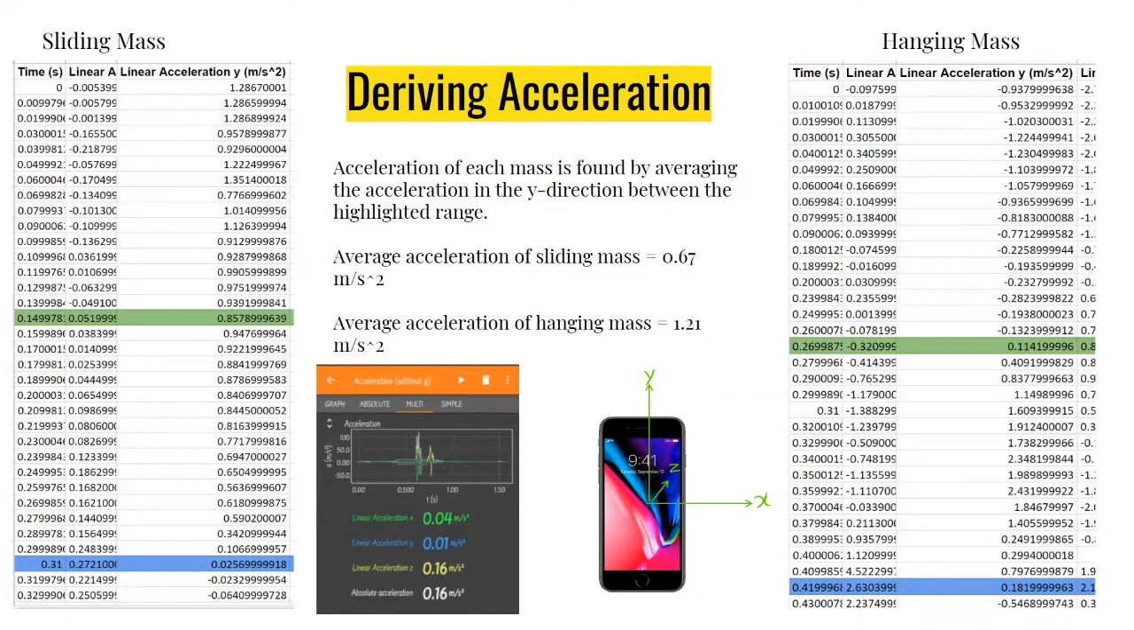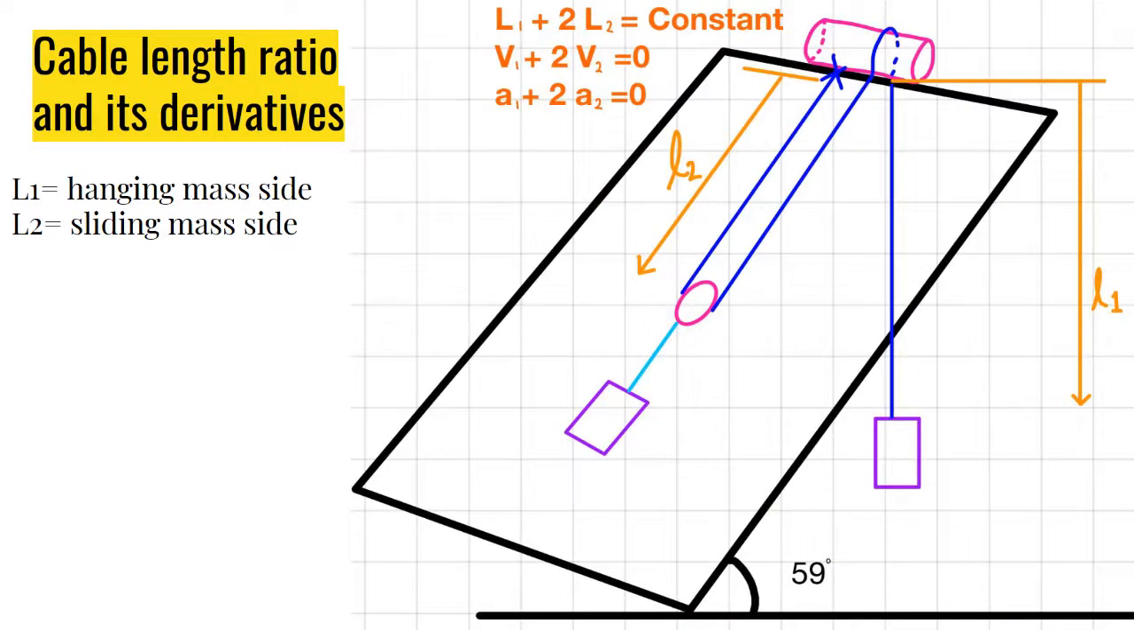To derive the acceleration, we have found the average acceleration between the highlighted ranges as we can see in the slide. Based on the kinematic constraints, the total length of the cable is L1 plus L2 equals a constant, such as the length of the cable around a fixed pulley. We can then derive the relationship between the acceleration of the hanging mass, represented as A1, and the sliding mass, represented as A2. This gives us the ratio of 1 to 2.